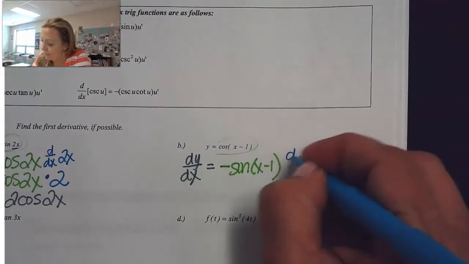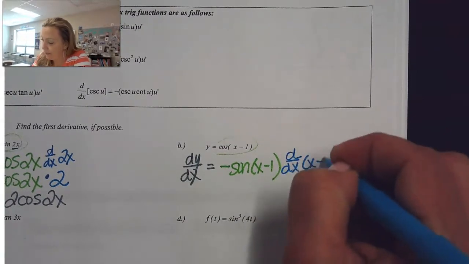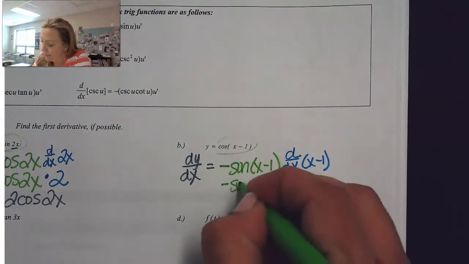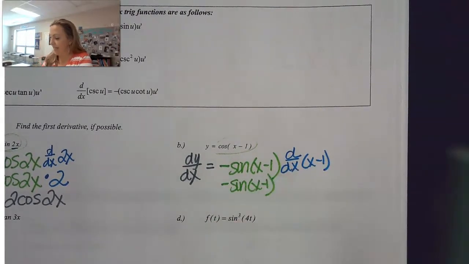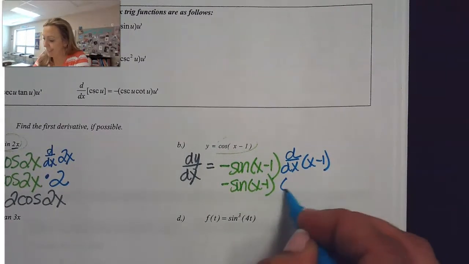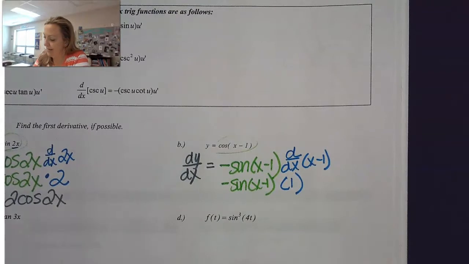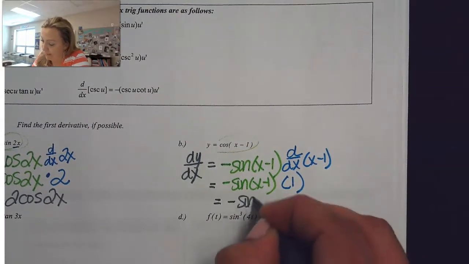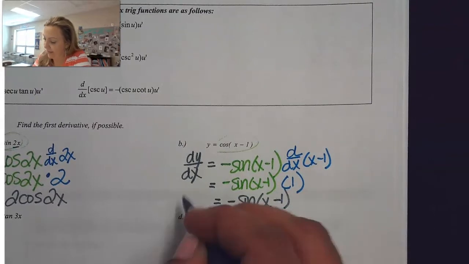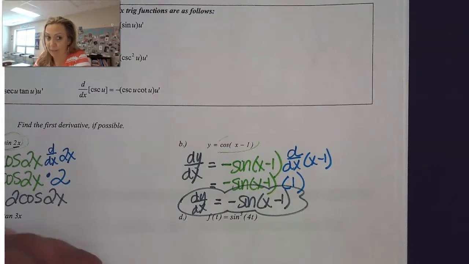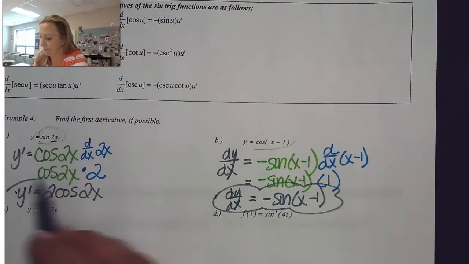But now I need to be safe and take the derivative of x minus 1. So that gives me the opposite of sine of x minus 1, and the derivative of x minus 1 is 1. And so that means that our derivative is just the opposite of the sine of x minus 1. And that's the derivative. Oh, I didn't happy cloud this one because I got excited.